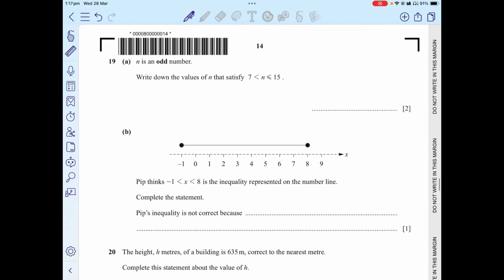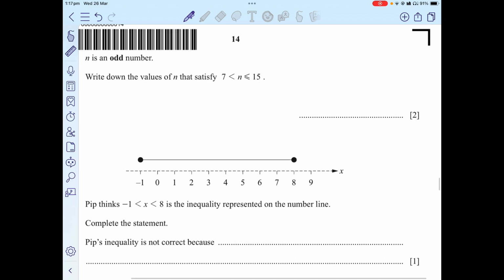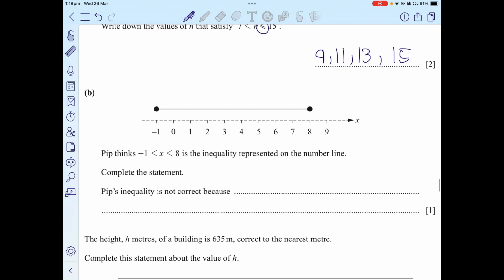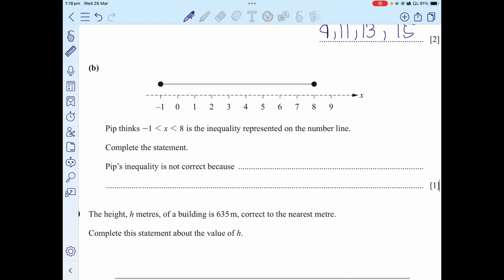Now we'll move on to question number 19. Question number 19 tells us that n is an odd number. Write down the values of n that satisfy 7 is less than n, less than or equal to 15. That means it cannot be 7, it has to be greater than 7. So we have 9, 11, 13. But because it says less than or equal to 15, we also have to include 15 in this.